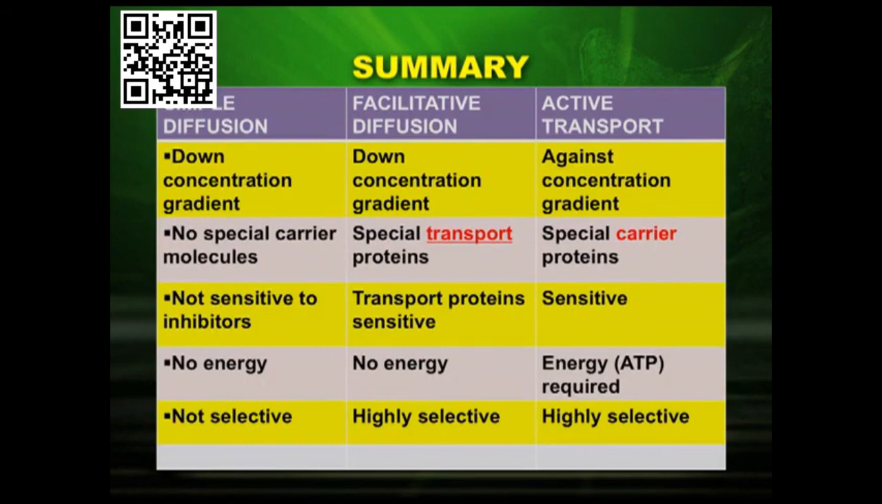A very important difference: simple diffusion, no energy; facilitated diffusion, no energy. On the other hand, in active transport, energy in the form of ATP is required. And last but not least, simple diffusion is not selective. Facilitated diffusion is highly selective, and active transport is also highly selective.